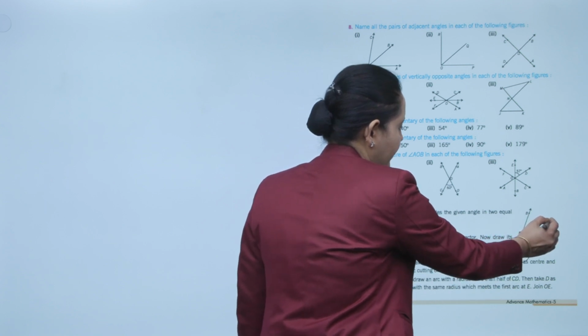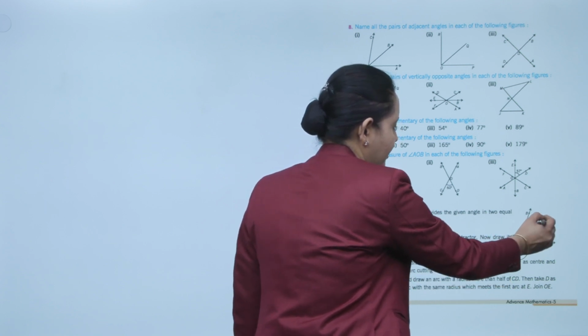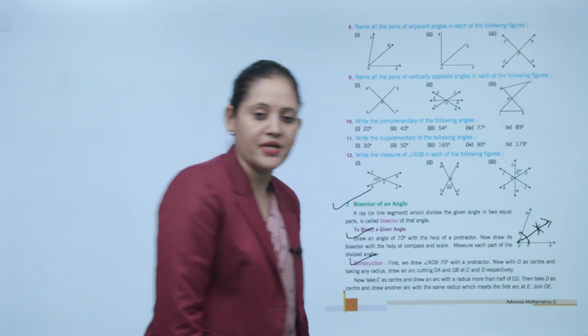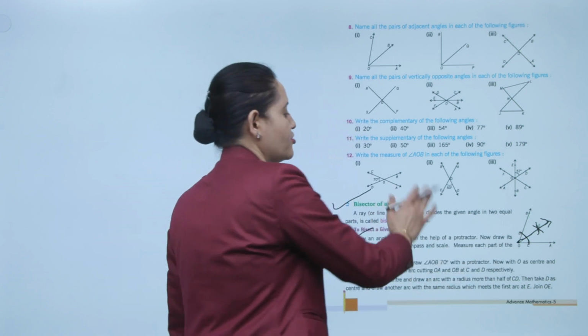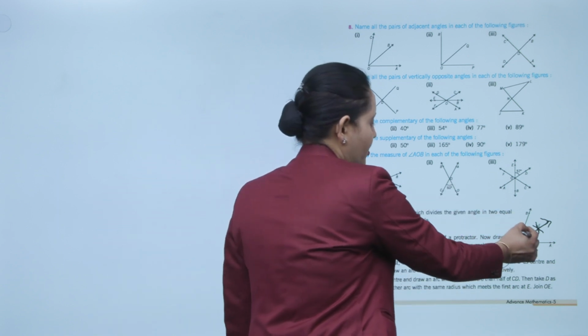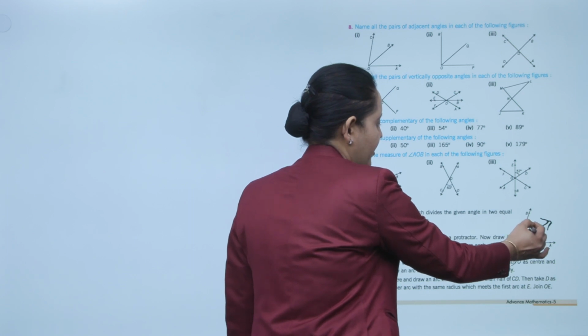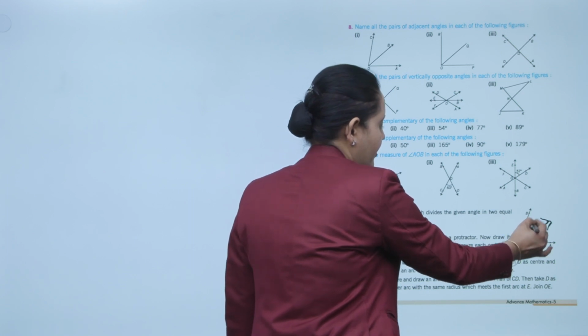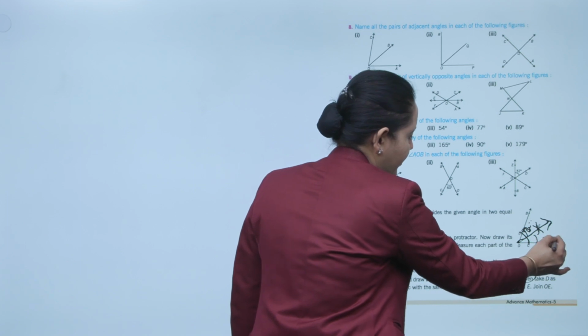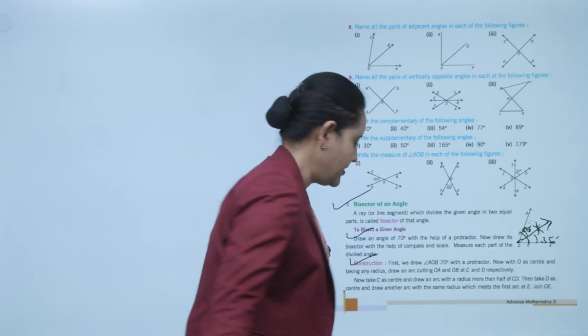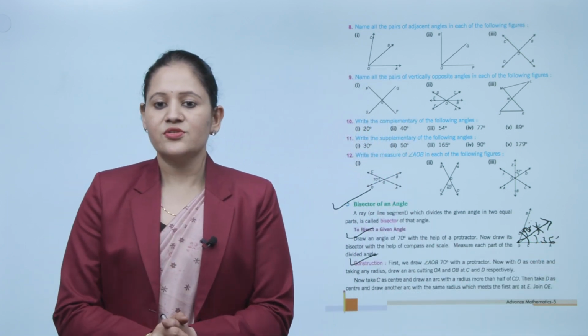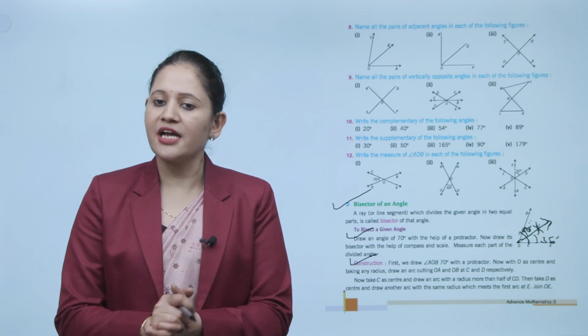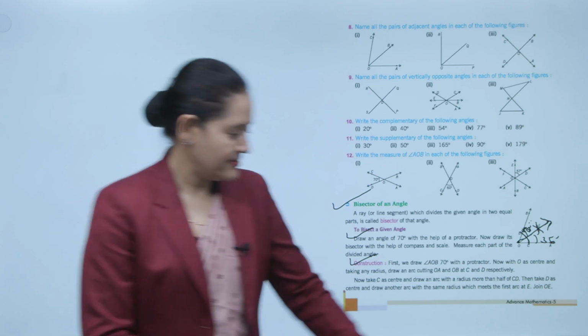Will join E and O. This is the angle bisector of angle AOB. It will divide the angle into two equal angles. So each angle here will be 35 and this will be also 35 degree. Clear? So this is how we will draw angle bisector of any given angle.